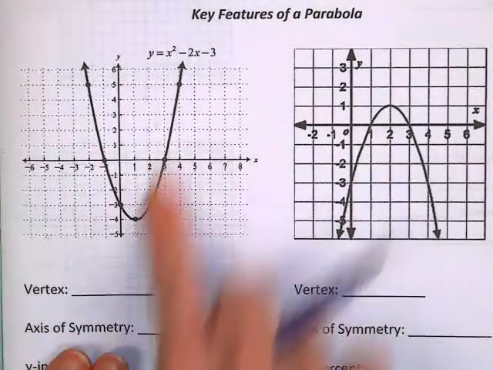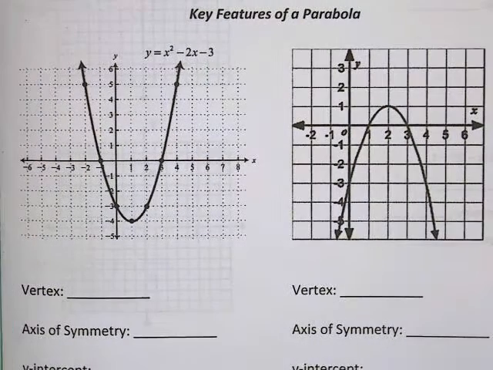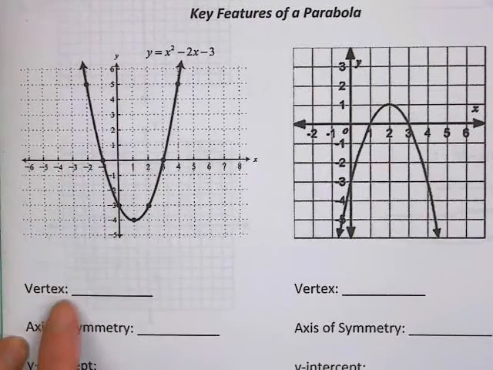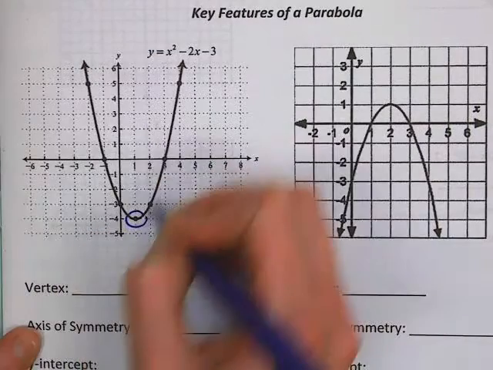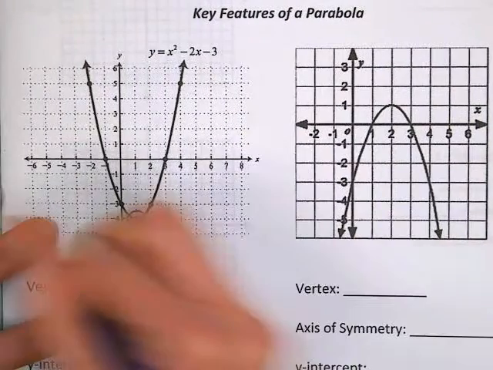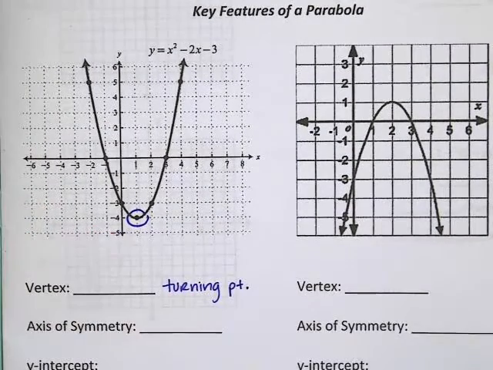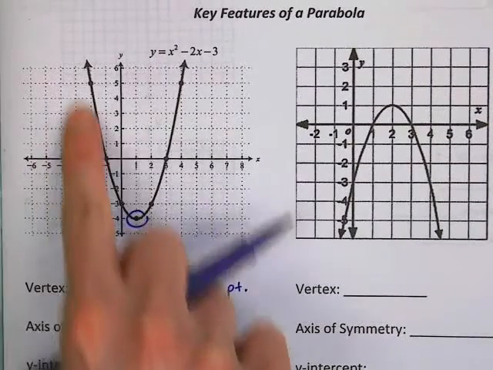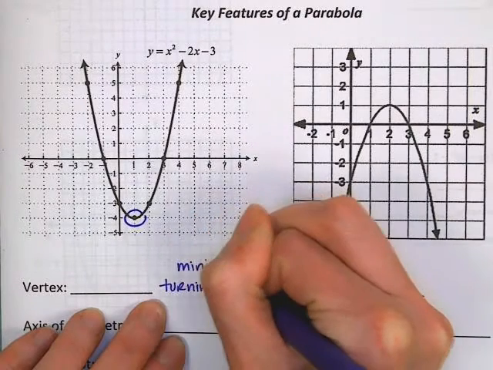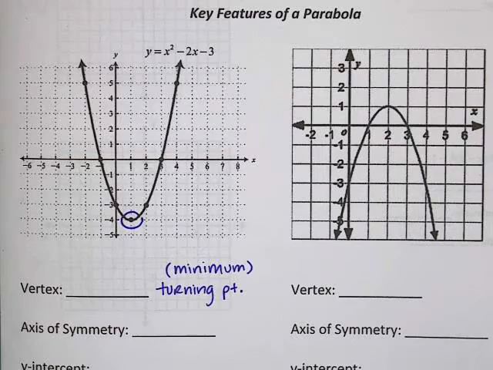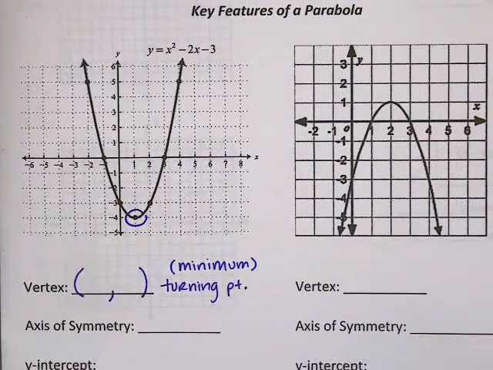Do you guys see the U? This is a U facing up. This is a U facing down. They're both still parabolas. There's this thing called the vertex, and the vertex is the turning point. Where does the graph turn directions? Where does it turn around? So let's write that down. The vertex is the turning point. You can also think of it as the lowest point or the minimum point on the graph.